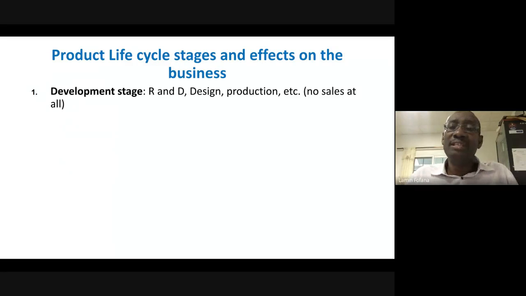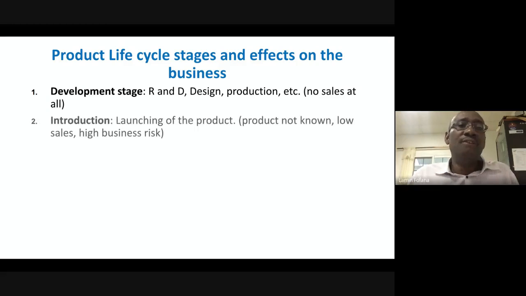This is also the design stage where you design the product and do the production, all these stages. This involves no sales at all, because the product has not come into being, so you cannot realize any sales income. What happens is only cost, cost, cost. The research aspect is a cost. The development aspect is a cost. The designing and the production are costs, because that's the stage where you have to buy patent rights, production machines, and so on and so forth. So it is a very critical stage.